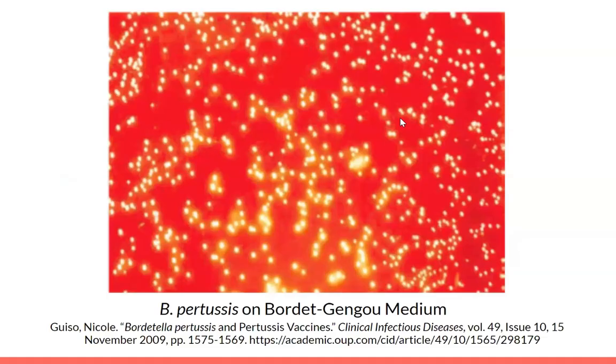This is an image of Bordetella pertussis growing on the medium created by Bordet and Gengou to isolate the first Bordetella pertussis bacteria. The medium includes glycerin extract of potato, agar, salt solution, and rabbit or human blood.